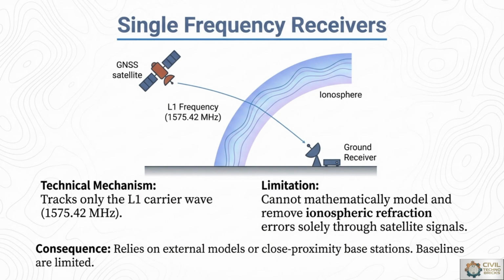Among the limitations, they cannot mathematically model or remove ionospheric refraction exactly. So what are the consequences? Single frequency receivers rely on external models or close proximity base stations, where baselines are limited.